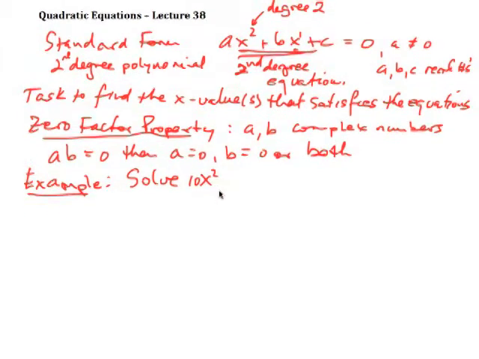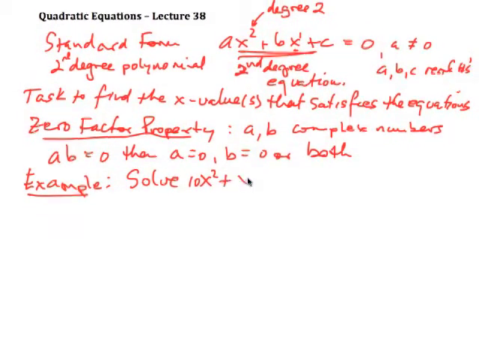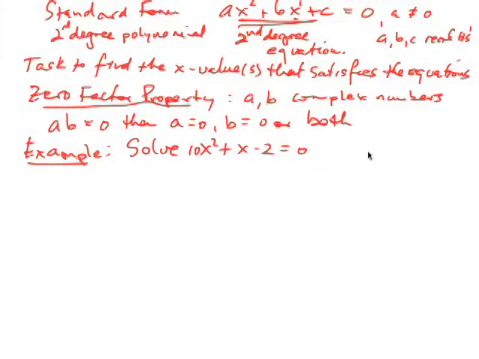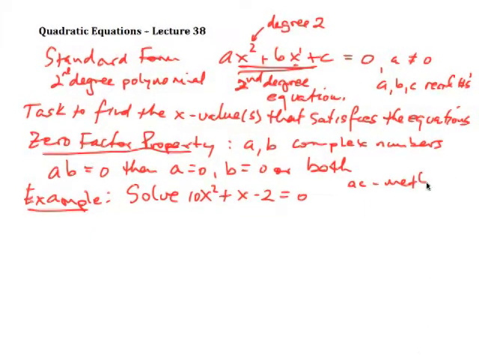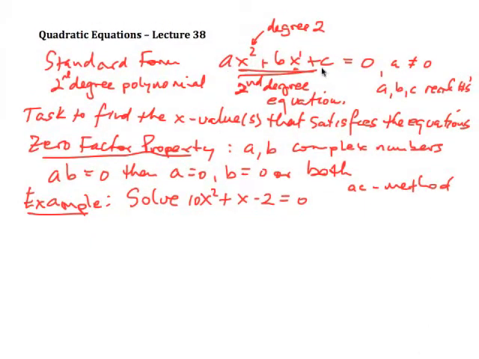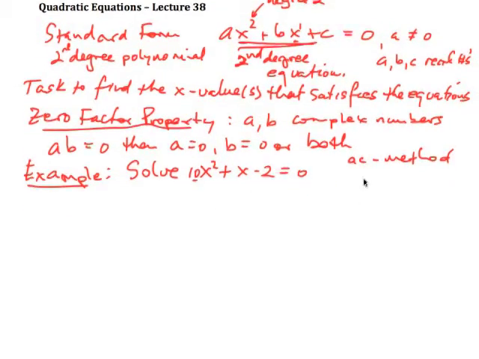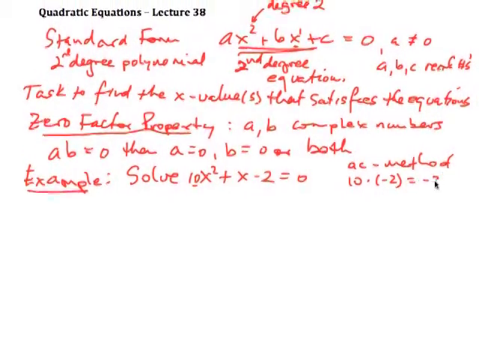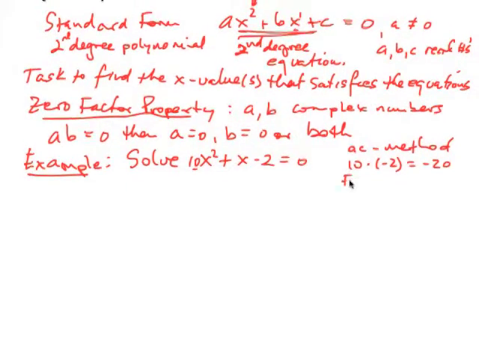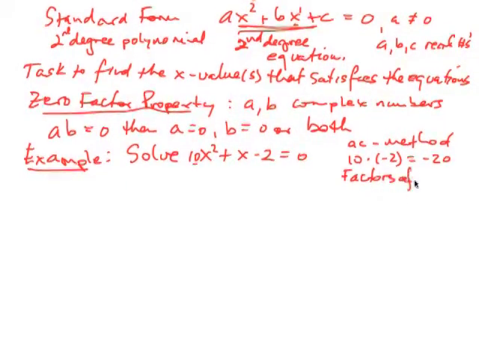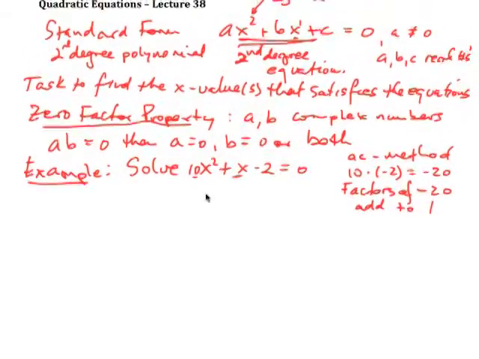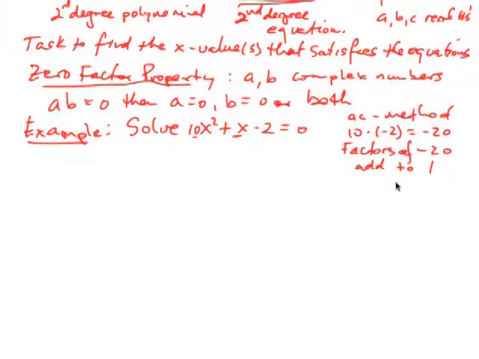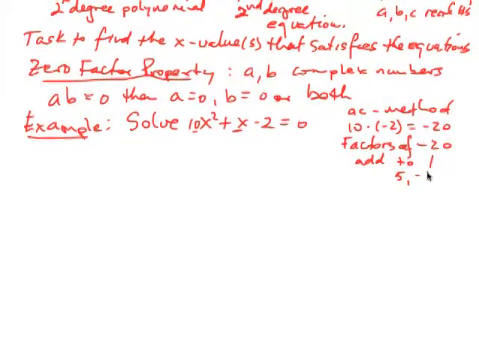So let's suppose I have 10x squared plus x minus 2 equals 0. Now to solve this I'm going to use what's called the AC method. You can see from ax squared plus bx plus c equals 0, I have a is 10 and c is negative 2, so a times c is negative 20. Then I want the factors of negative 20 which add up to 1, the 1 in front of the x. Of course I know what that'll be. That'll be 5 and negative 4.